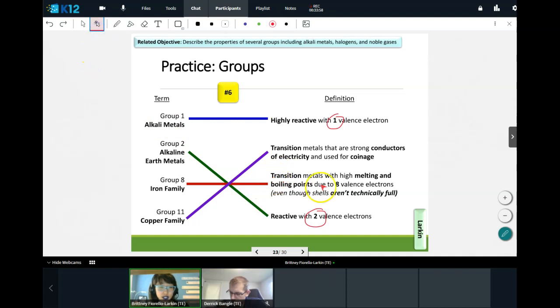Iron family is a transition metal. Their shell technically isn't full according to our rule. They break that rule, but they still do have 8 valence electrons, making them still strong, so they have high melting and boiling points from that strength. And the copper family, another transition metal, a weird metal. These are strong conductors of electricity, like copper used throughout our houses, and they've all been used for making coins. All right, you have 30 seconds to fill out number 6 and raise your hand.